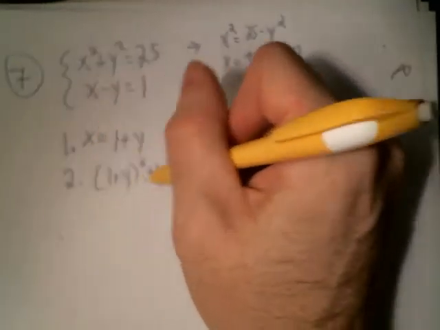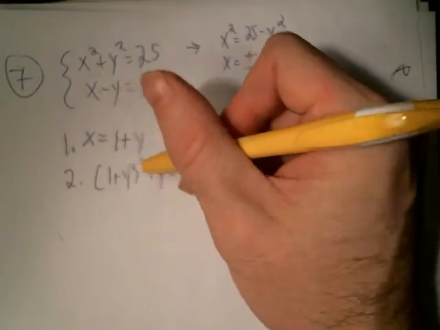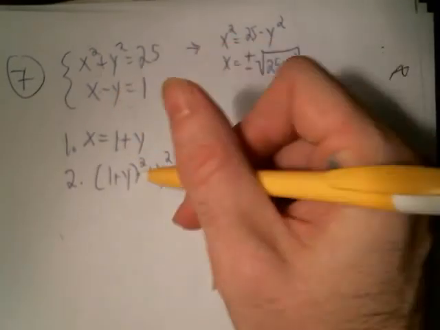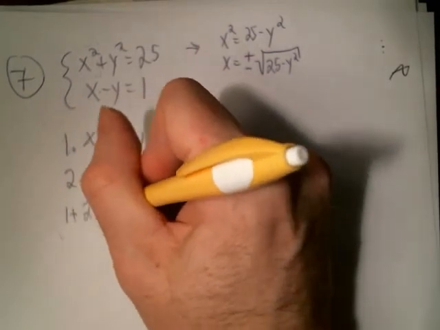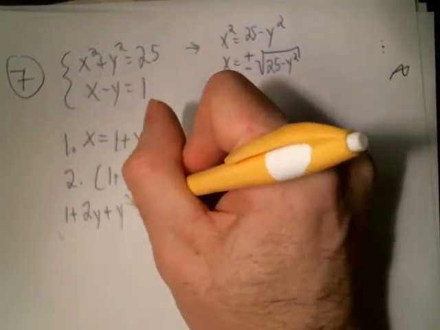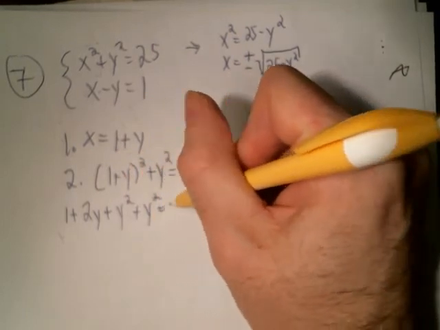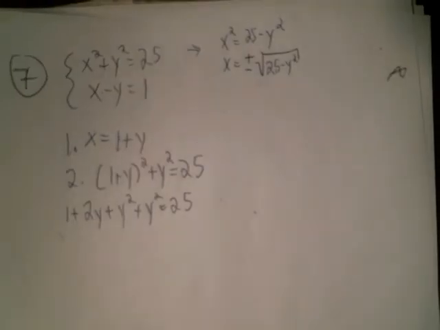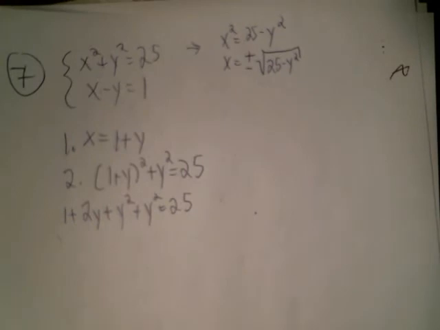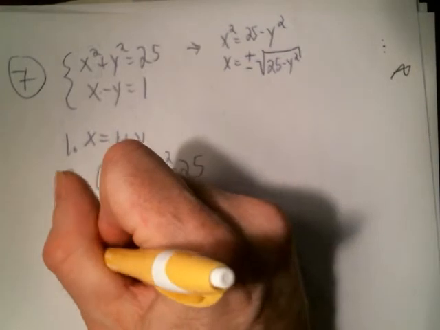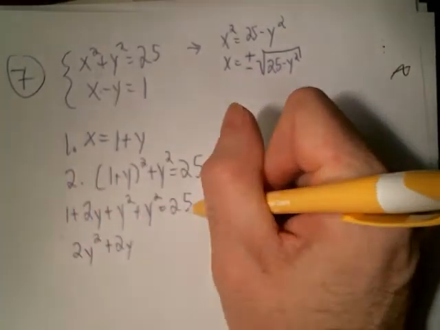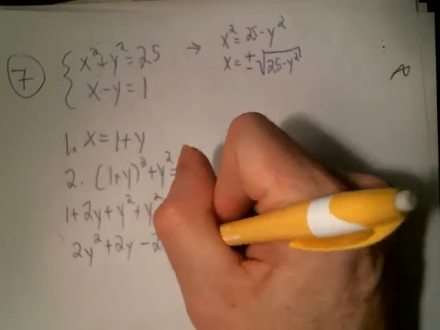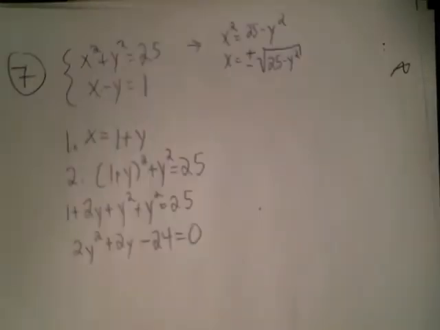Okay, and then we're going to FOIL that and add the y squared. So we'll get 1 plus, there's going to be y plus y, so 2y plus y squared plus y squared equals 25. And that's a quadratic form, so I'm going to combine like terms and set it equal to 0. So 2y squared plus 2y, and if you subtract 25 to the other side, you're going to get minus 24 equals 0.